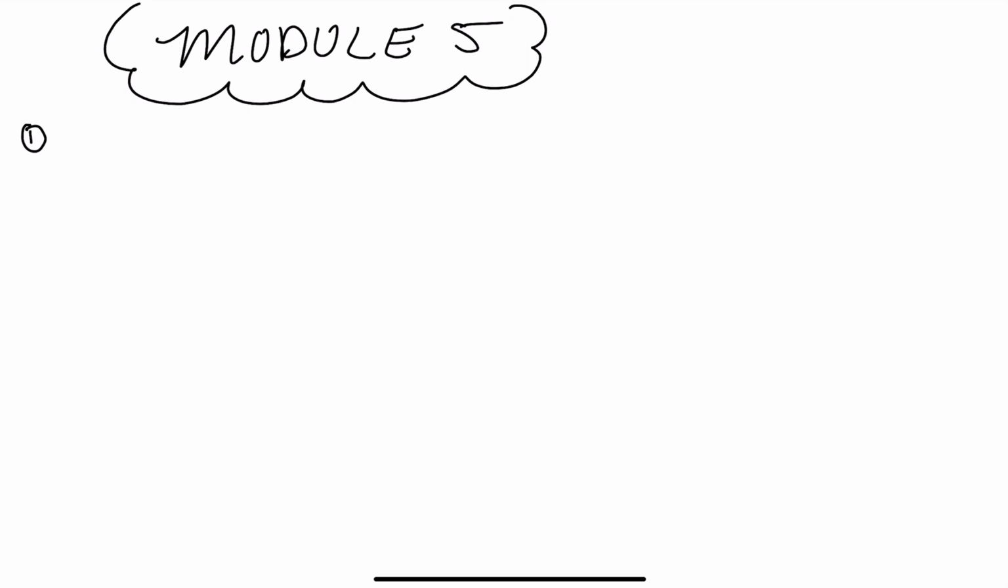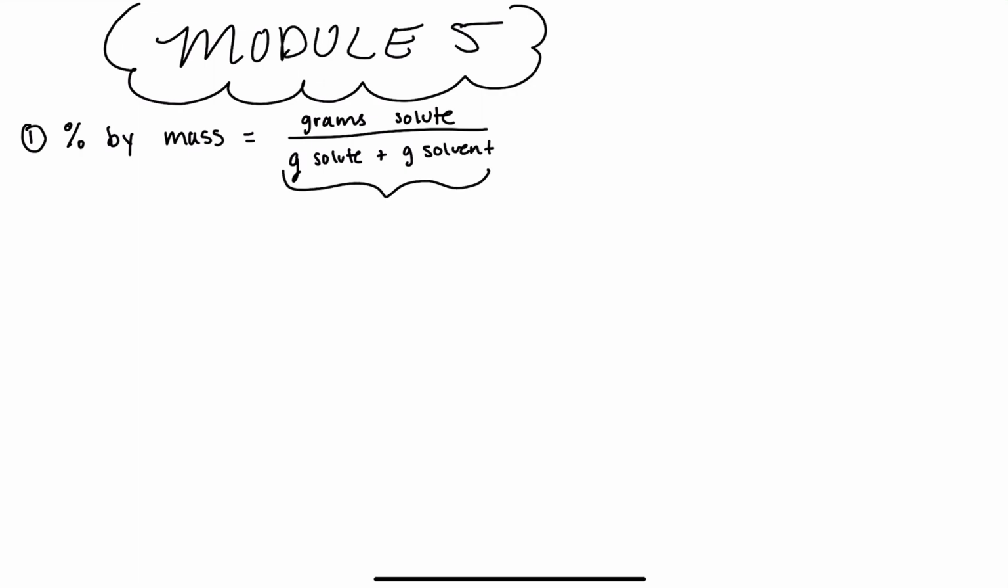So the first ones that you're going to have to deal with are percent by mass. So recall that this is simply a ratio, right? Percent by mass is going to be the grams of solute in a solution over grams of solute plus grams of solvent, right? And this portion down here is basically just your solution, the total amount of grams present in the solution. Now this ratio, because we want it in percentage form, is going to be multiplied by 100. Okay, so take this for an example, right?